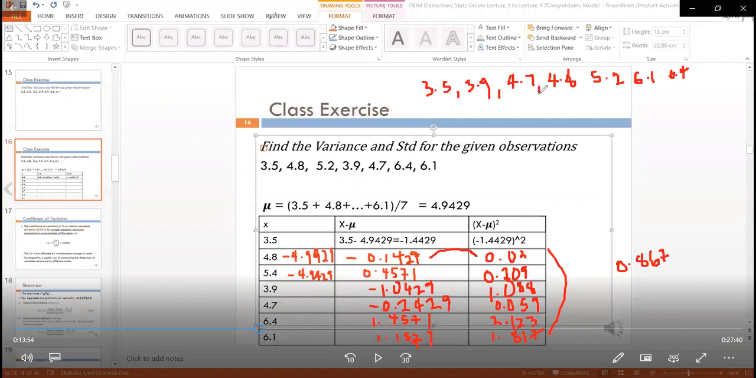We also know the formula for finding the median position, but I'm going to use a shortcut formula, just for the sake of this class. We have 7 observations, which means the middle number will be our median, which is 4.8.